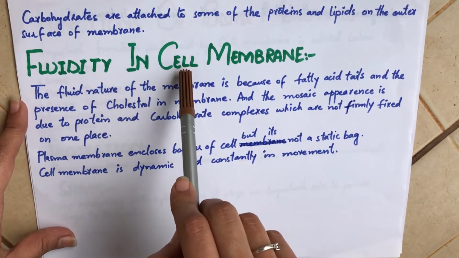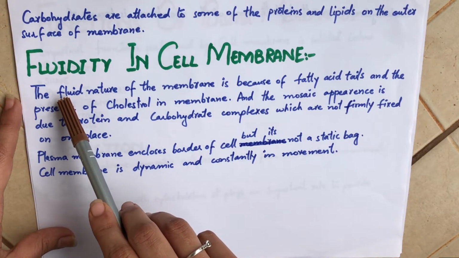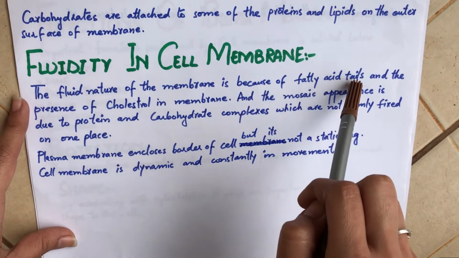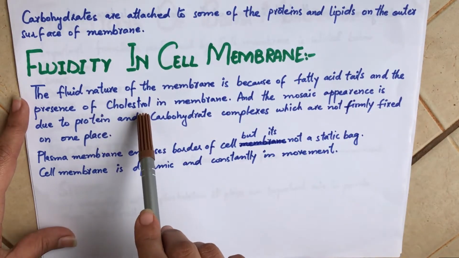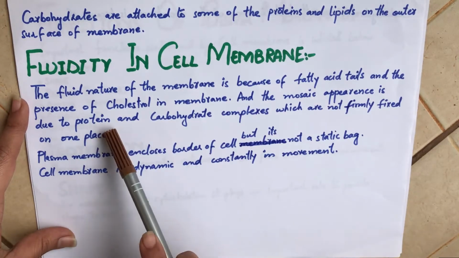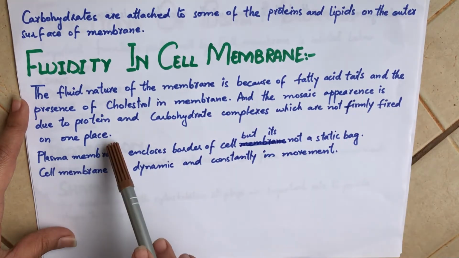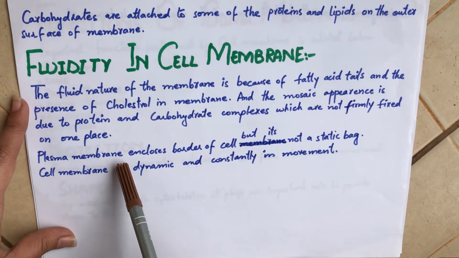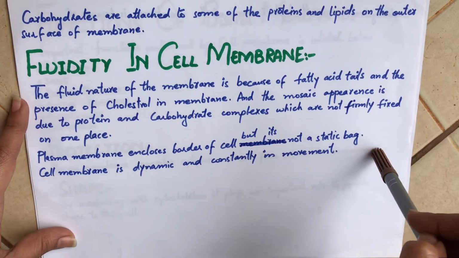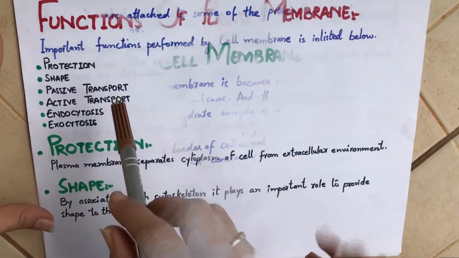Fluidity in cell membrane. We know that the cell membrane is fluid in nature. The fluid nature of the membrane is because of the fatty acid tails and the presence of cholesterol in the membrane, and the mosaic appearance is due to protein and carbohydrate complexes which are not firmly fixed in one place. Plasma membrane encloses the border of the cell, but it's not a static bag. The cell membrane is dynamic and constantly in movement.